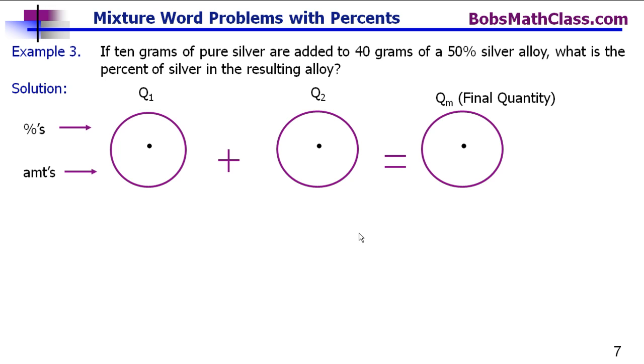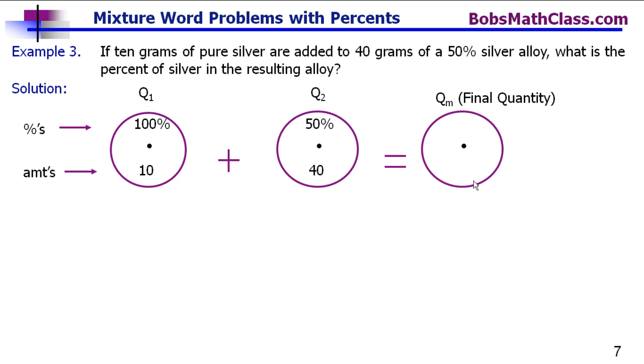Example 3. If 10 grams of pure silver are added to 40 grams of a 50% silver alloy, what is the percent of silver in the resulting alloy? Well, let's put the information that we know. 10 grams of pure silver, interesting. 40 grams, that's 50%. So this one is 50% silver. Now we're adding pure silver, so what percent silver is pure? 100, right.